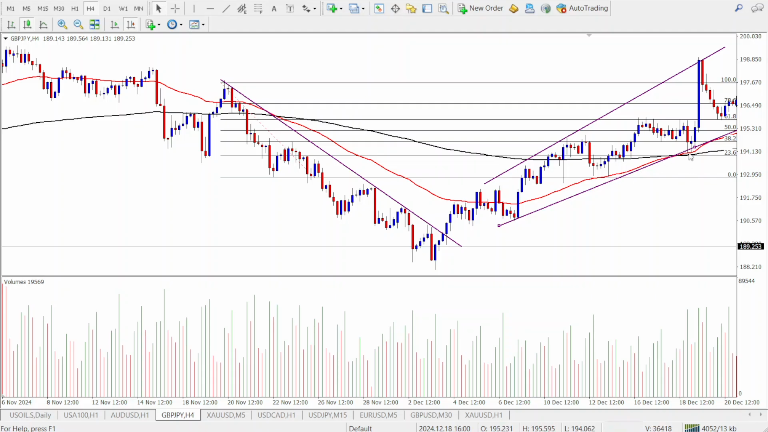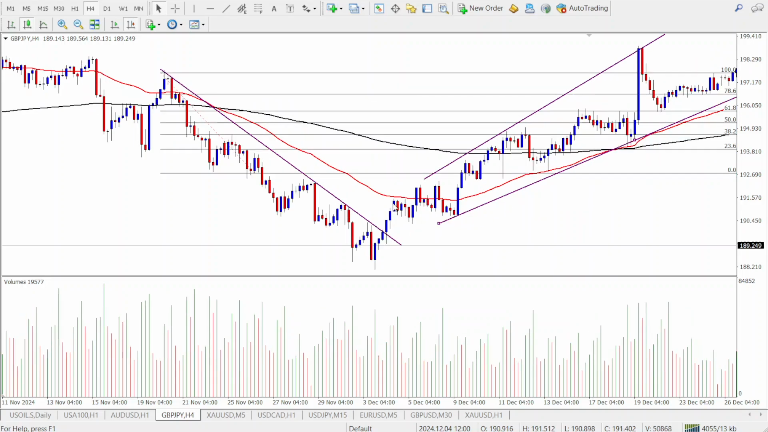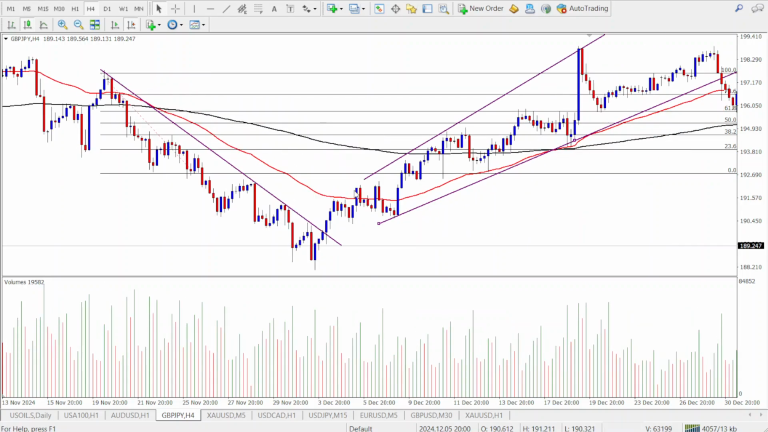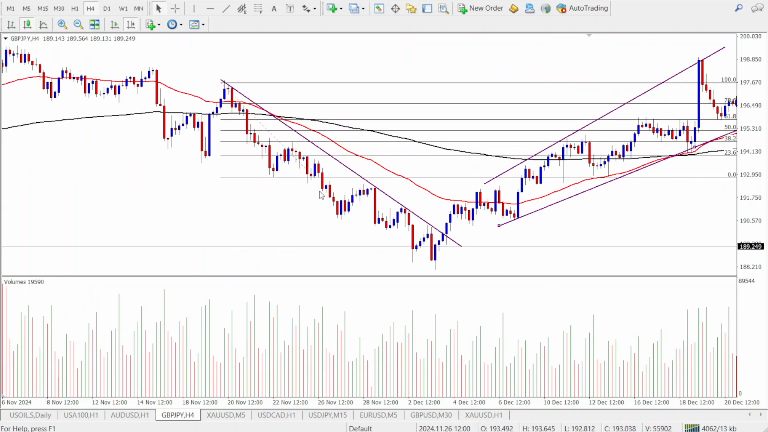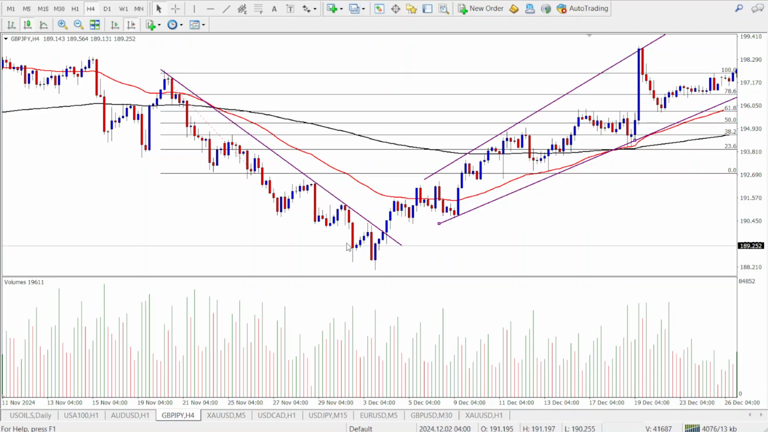Then for your exit strategy, you can target previous swing high or low. You can take your profit at the next resistance in an uptrend or the next support in a downtrend. And it is important to use trailing stop losses as well. Lock in profits as price moves in your favor.